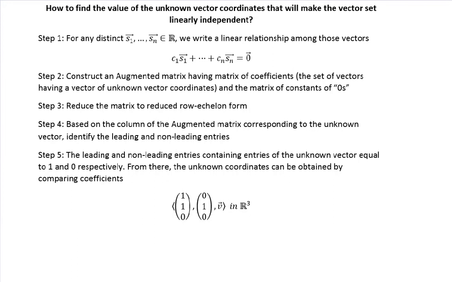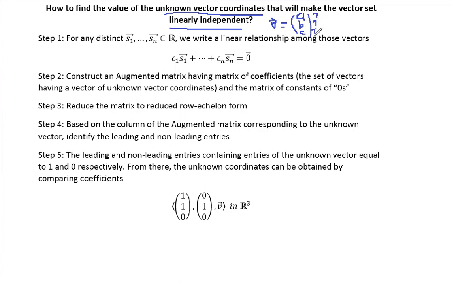Hi everyone, in this video we'll be learning how to find the value of the unknown vector coordinates that will make the vector set linearly independent. So what does it mean by the unknown vector coordinates? Let's say you have an unknown vector here, let's say v. So our coordinates, if we have 3 dimensions, is a, b, c. Now we want to find what is a, what is b, what is c.